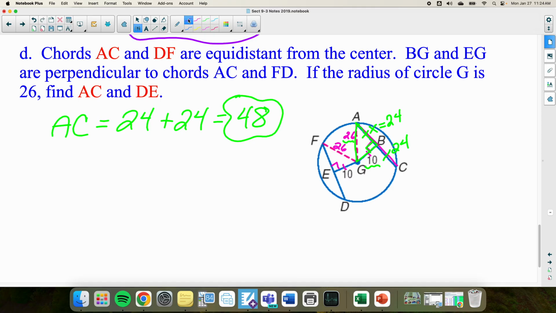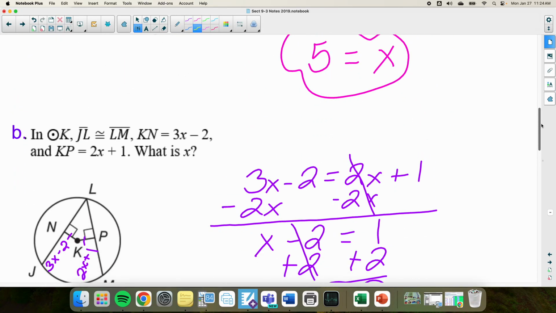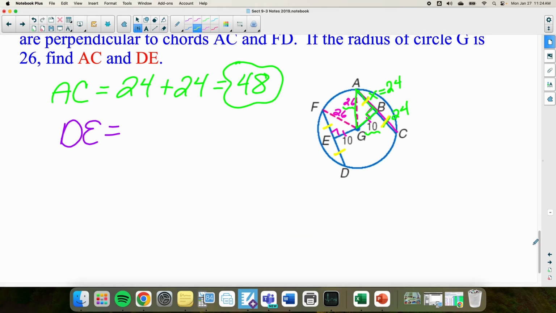Then they ask us for DE, and this is something I actually forgot to tell you guys. So if you're looking at that same circle and you have two chords, it actually works out that these four pieces are all the same, okay? I can't really draw it on here, I'll show you on another one then. But anyway, those four pieces are the same, so DE would also be 24.